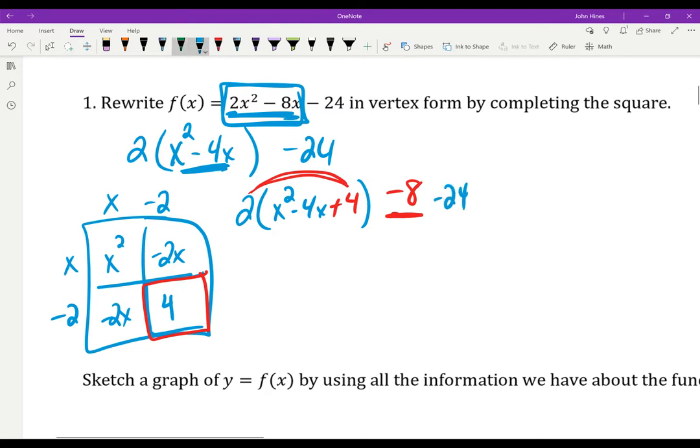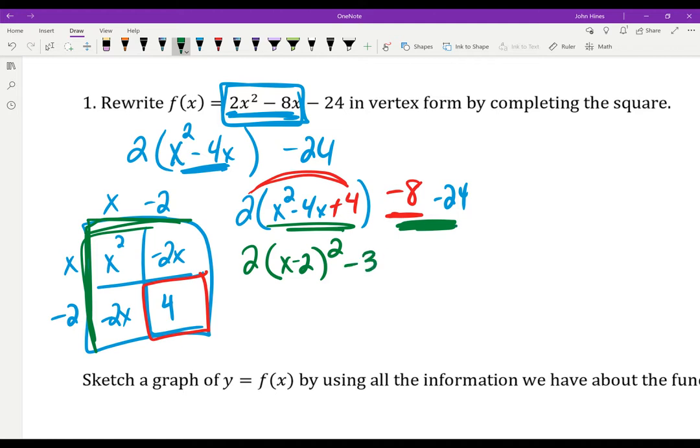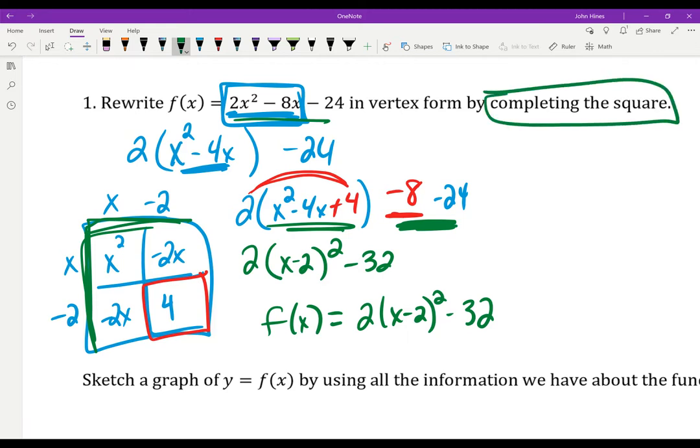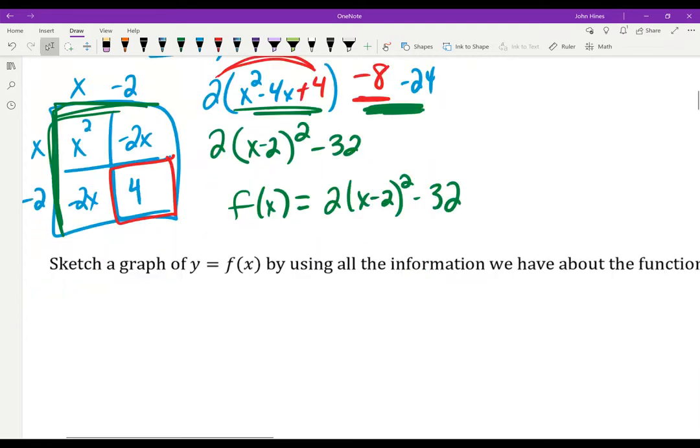One more step and we're done. How does this factor? That factors as x minus 2 squared. There it is on the side of my box there. Combine my terms over here, and I get negative 32. This is in vertex form, so f of x. This was standard form. I use the process of completing the square to get it into vertex form. That's the whole idea of this lesson. How do I get from standard form to vertex form? I complete the square to make that jump.